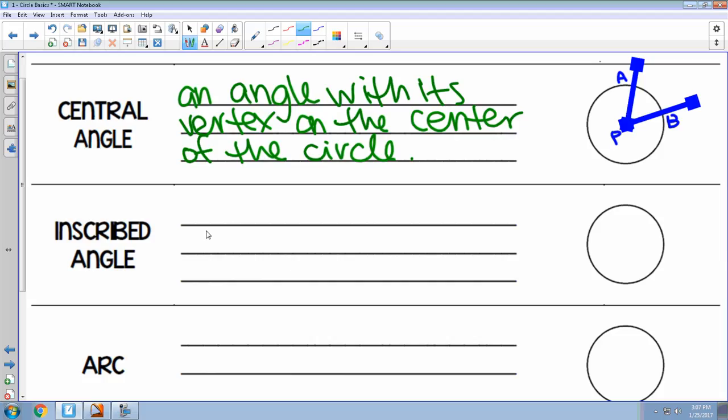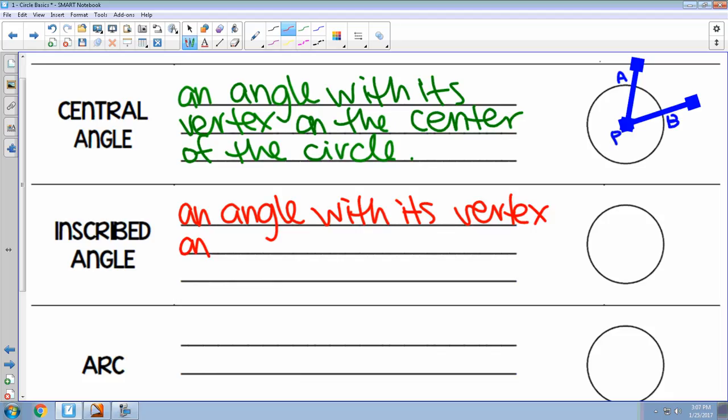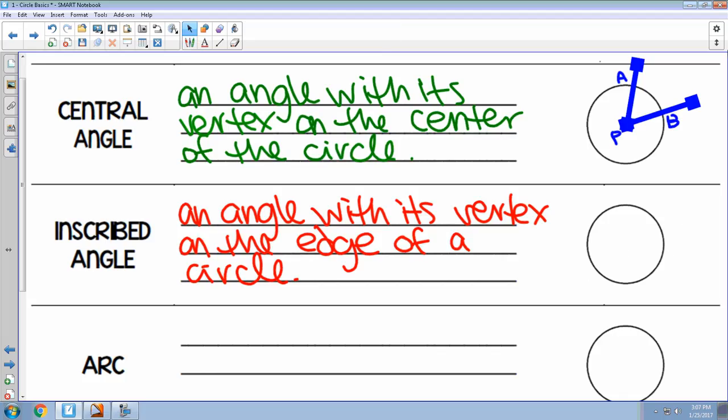The next one, your inscribed angle, is an angle with its vertex on the edge of a circle. Okay, so now instead of the vertex being at the center, now your vertex of your angle is on the circle. And again, the lines creating it can be chords, they could be secant lines, you could have a secant line and a tangent line, but the important part here is that your vertex is actually on the circle.